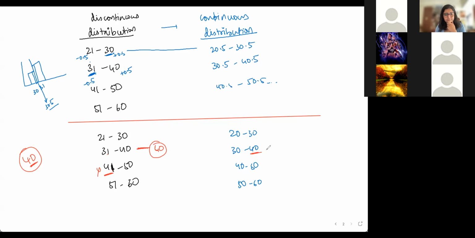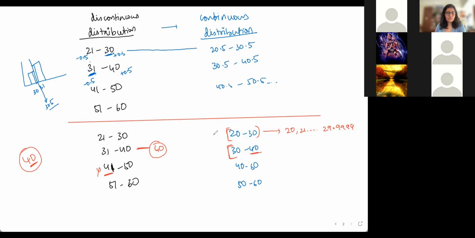So if you're going with that logic, where will you place 60 then if it is present? So the convention is taken that in a continuous distribution, the smaller number is included and the upper limit is excluded from it. So if I take 20 to 30, this will contain all the numbers starting from 20, 21, and so on, up to 29.9999. Then anything more than this, 30 say, will be included in the next one.